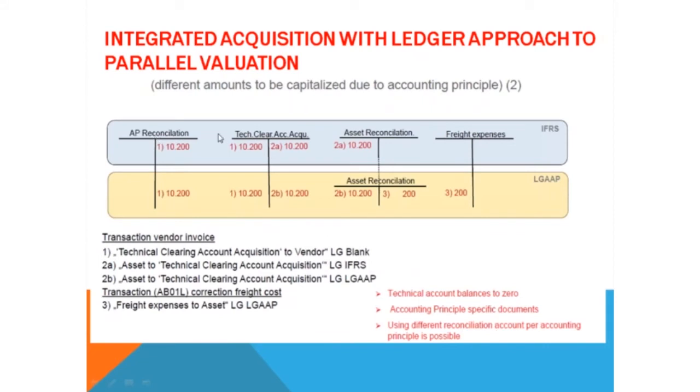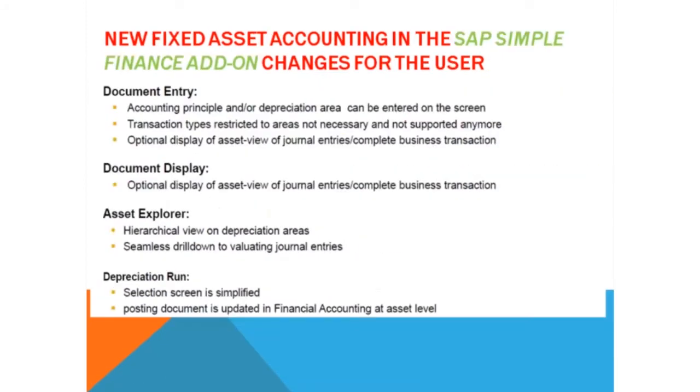And AP reconciliation, technical clearing account, asset reconciliation, trade expenses, this is again different amounts to be capitalized due to accounting principle, local GAAP. Whatever the local GAAP is, based on the local GAAP I wanted to see my trade expenses. Trade expenses should be separate. So they can see it doesn't matter. We can give you, this is the report. And the rest basically is the information, how basically information is there.